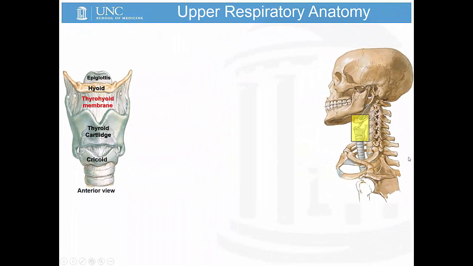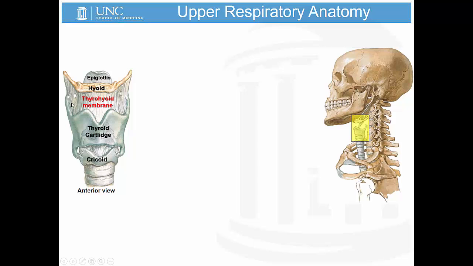In the upper respiratory anatomy demonstration, we'll consider the laryngeal skeleton as well. If we could enlarge this area here, one can appreciate the skeleton of the larynx. Note the hyoid bone, the large thyroid cartilage, the cricoid cartilage, and the epiglottis. Note the membrane between the hyoid and thyroid cartilage is called the thyrohyoid membrane.